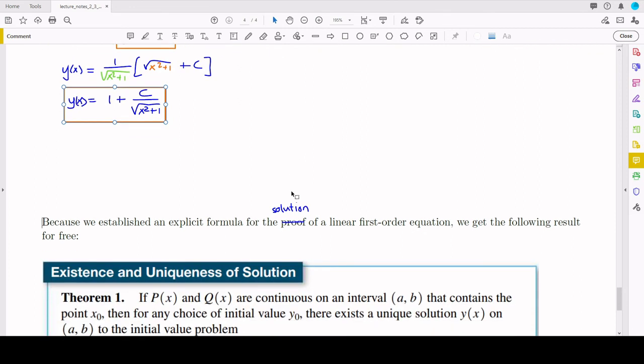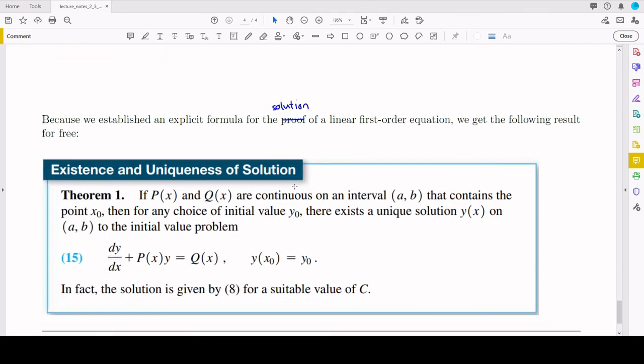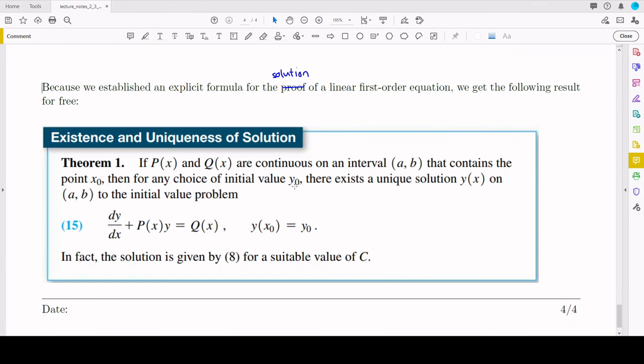Now, finally, we can talk about existence and uniqueness of the solution. Basically, the way we proved our formula for solving these linear first order equations, we get this result for free, an existence and uniqueness. You could also use theorem 1 from section 1.2 to prove this. So again, this is sufficient, not necessary.